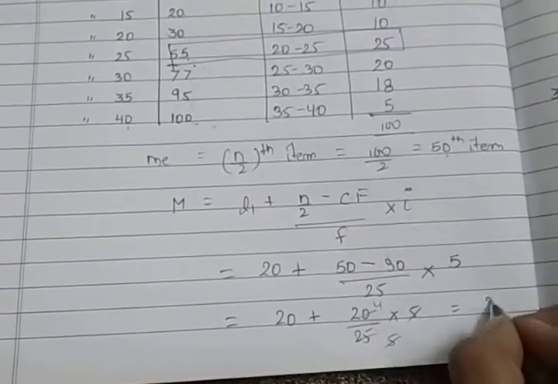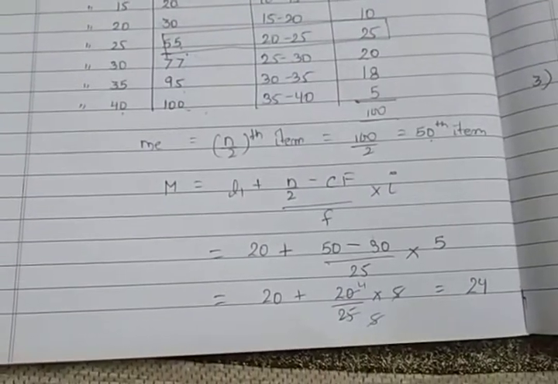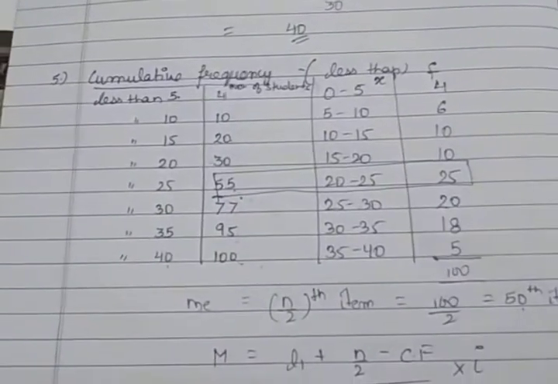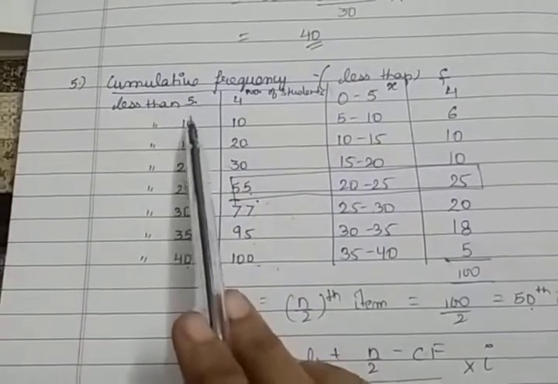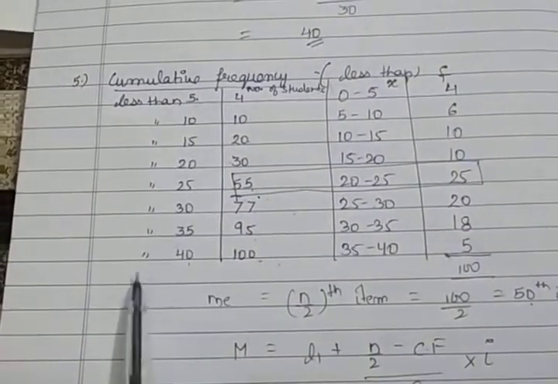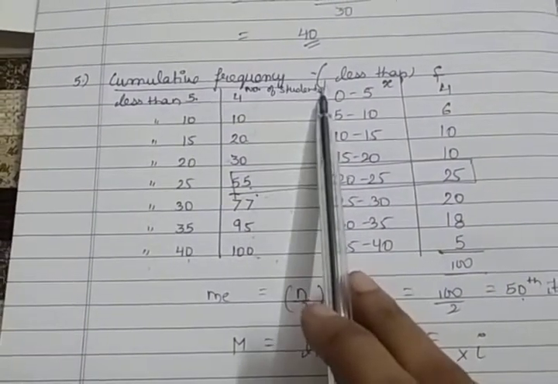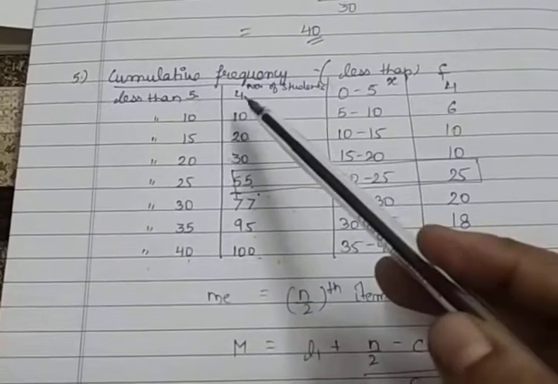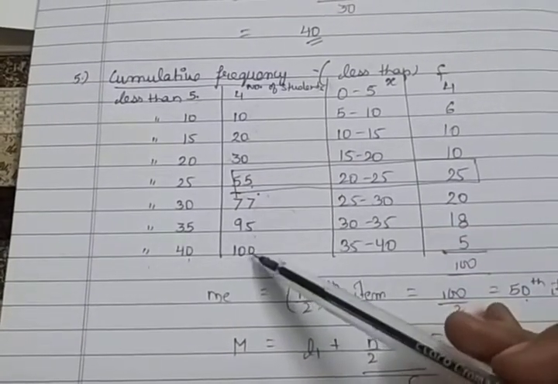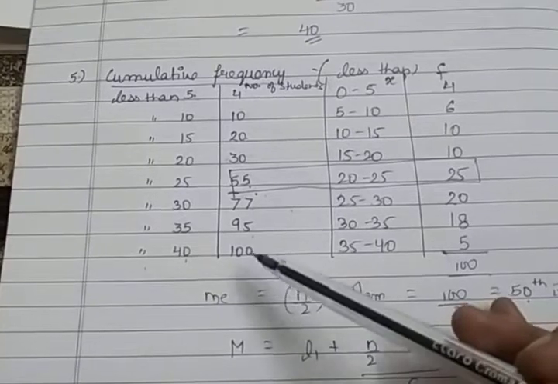So your answer is 24. So in the less than case, first of all, less than 5, less than 10, 15, this is your question, and the number of students was given to you, but you can see that this is in the increasing order and the last value is the largest one.